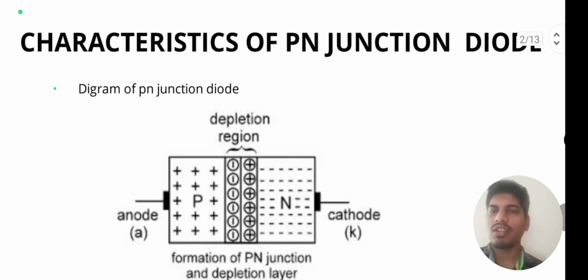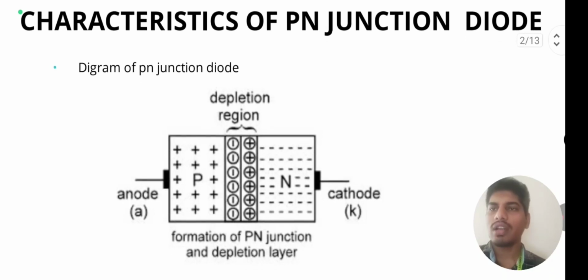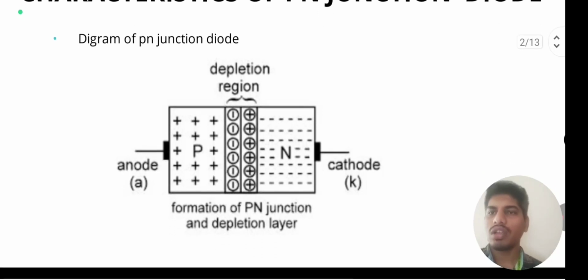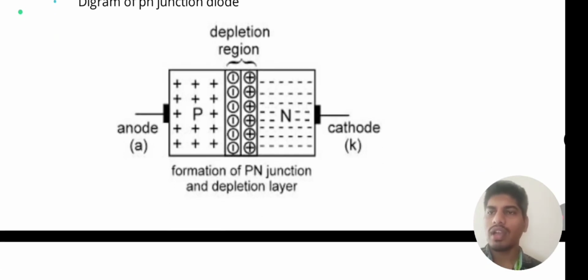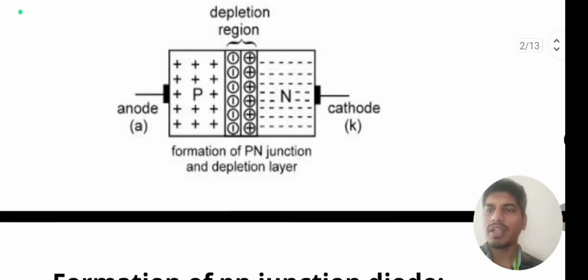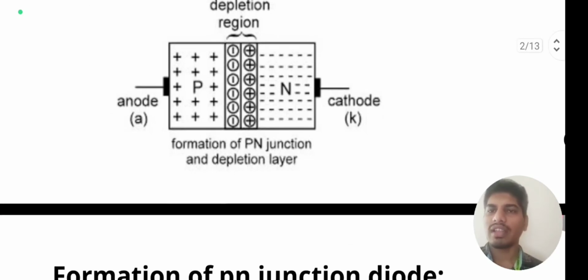Topic is characteristics of PN junction diode. Diagram of PN junction diode. Here, anode and cathode: P is connected with anode and N is connected with cathode.